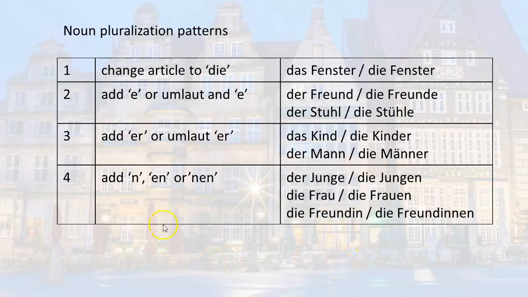Okay, so remember, for the fourth pattern, you simply add an N, an EN, or an NEN. Der Junge, die Jungen, die Frau, die Frauen, die Freundin, die Freundinnen.